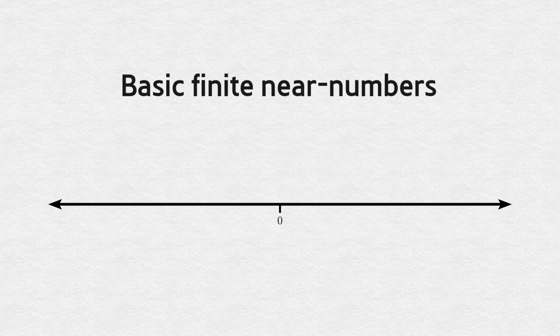This leads us to the basic finite near numbers. The concept of just to the right of 0 is expressed by the near number 0 plus, which squeezes forever closer to 0 from the right side, not including 0 itself. In this way, it's eventually smaller than any positive number. There's nothing special about 0 here. We can squeeze toward any real number a in the same way, giving us the near number a plus. Similarly, a minus squeezes forever nearer to a from the left side, not including a.